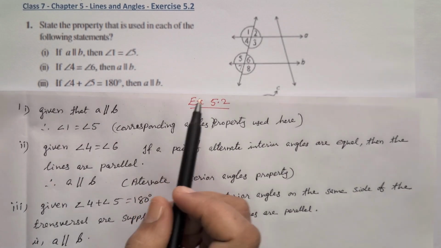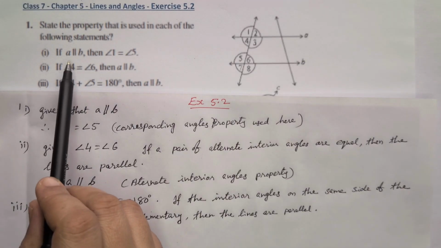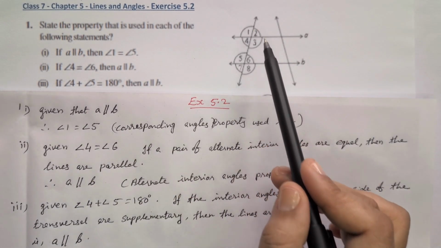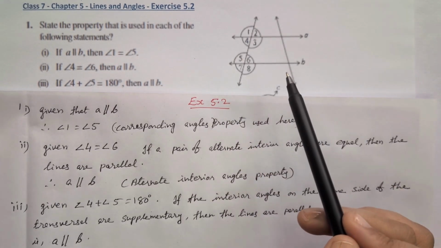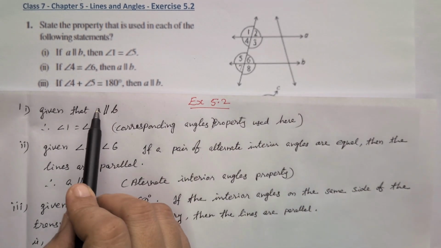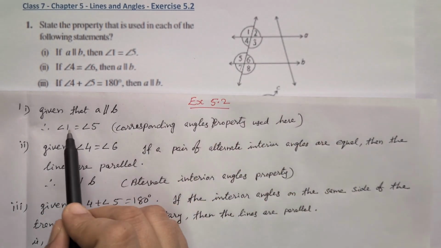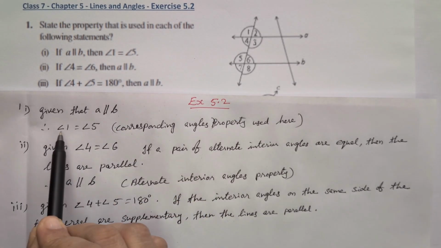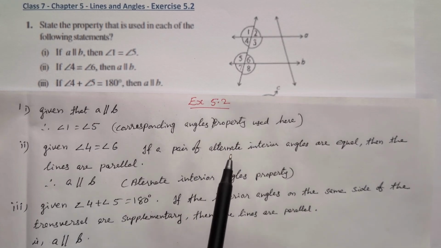Exercise 5.2. State the property that is used in each of the following statements. If A is parallel to B, two lines are parallel, then angle 1 is equal to angle 5. We know that these two angles are corresponding angles. If two lines are parallel, then their corresponding angles are equal. So we can write: given that A is parallel to B, therefore corresponding angles are equal, therefore angle 1 is equal to angle 5. So here, the corresponding angle property.